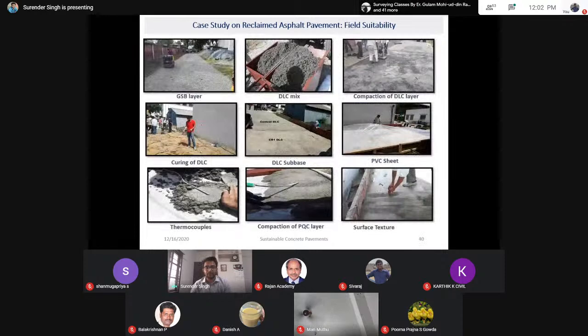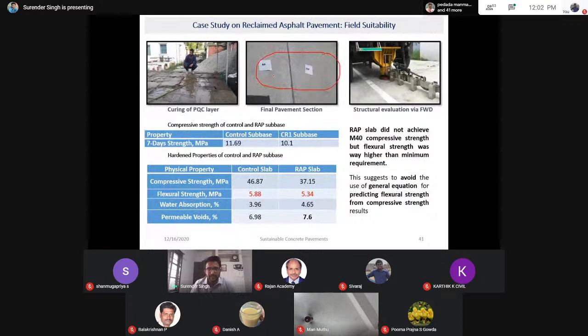So you can see this was the construction. We did absolutely the same method that we used for natural aggregate, because it should be labor oriented, right? So we did everything, and then you can see here this is my natural pavement, and this is the pavement with RAP aggregate. Look-wise, both were the same.